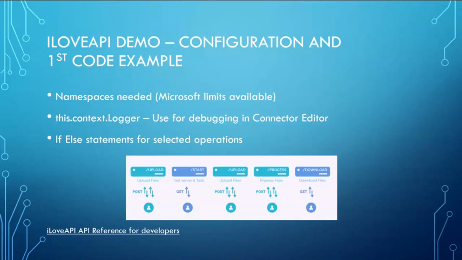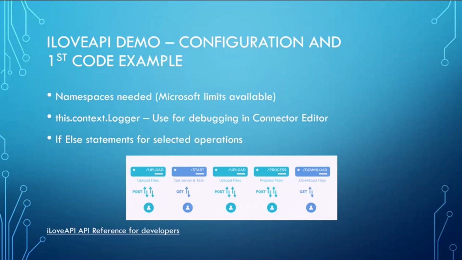During my demo, we're going to be using this context logger, which is great for debugging your actions in the connector editor. It's a tool that was made available, I believe, last year, and not a lot of people use that to the full extent to help in your debugging process. And like I mentioned before, we will definitely be using if statements to help control which part of your code is executed for which operation.